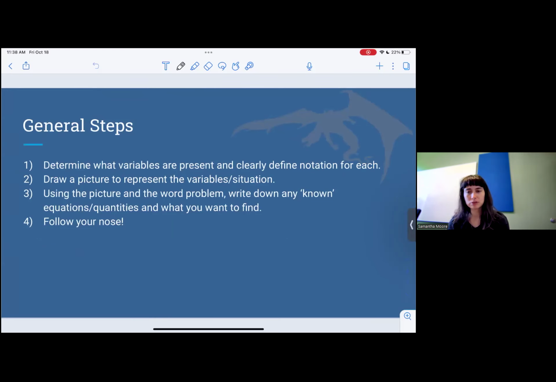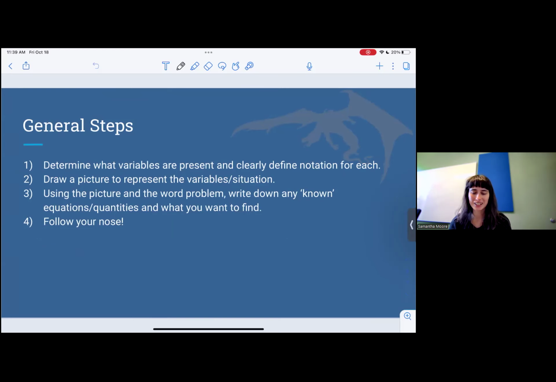So the general steps to this is we're going to need to figure out which variables are present and clearly define what notation we're going to be using for each. A lot of times it's going to help to draw a picture to see visually how the variables are going to be related to each other. We're going to start by writing down any known quantities or equations that we can figure out from our picture or from our word problem.